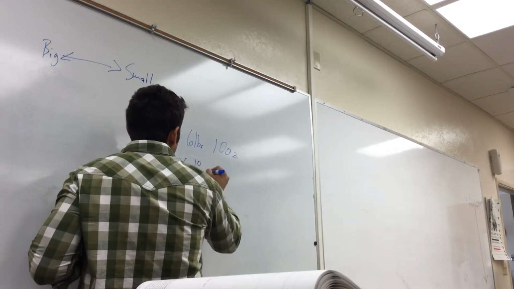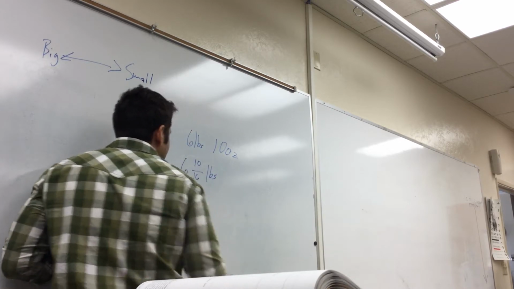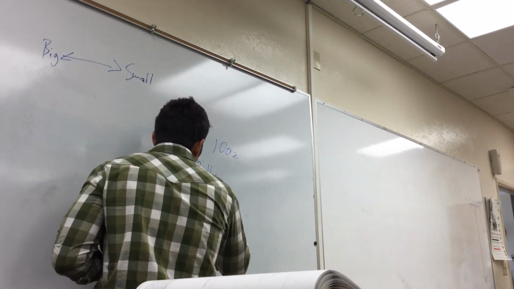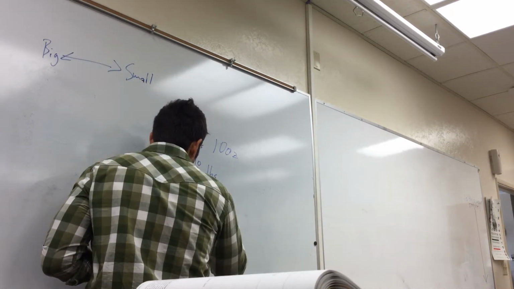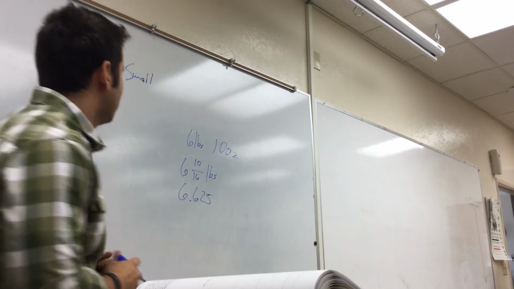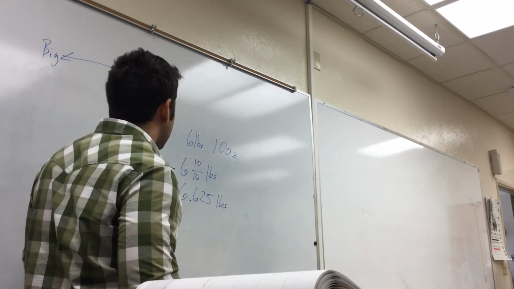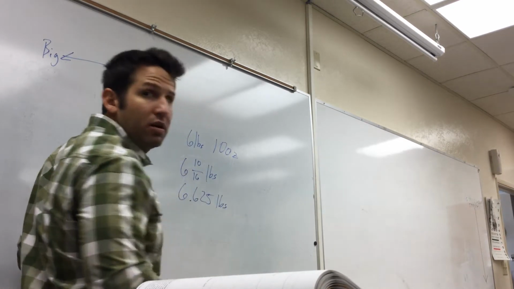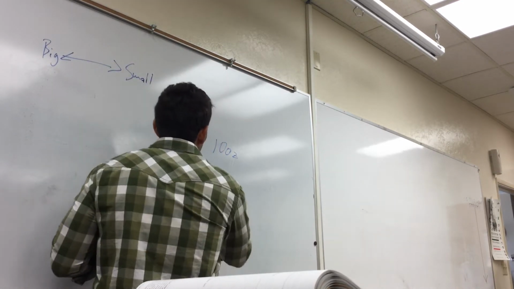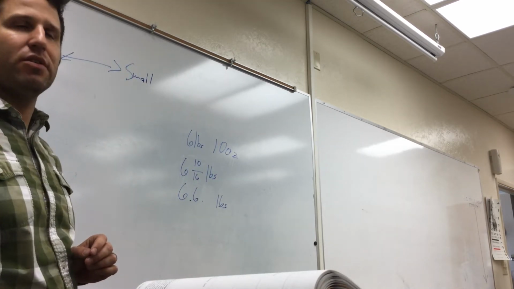6, right? What's 10 divided by 16? 0.625. So 6.625 is now. But we want to round that to the nearest tenth. 6.6 pounds.